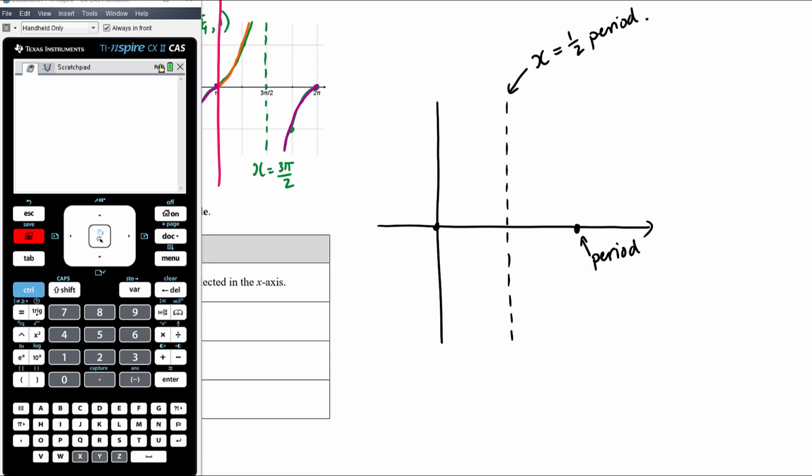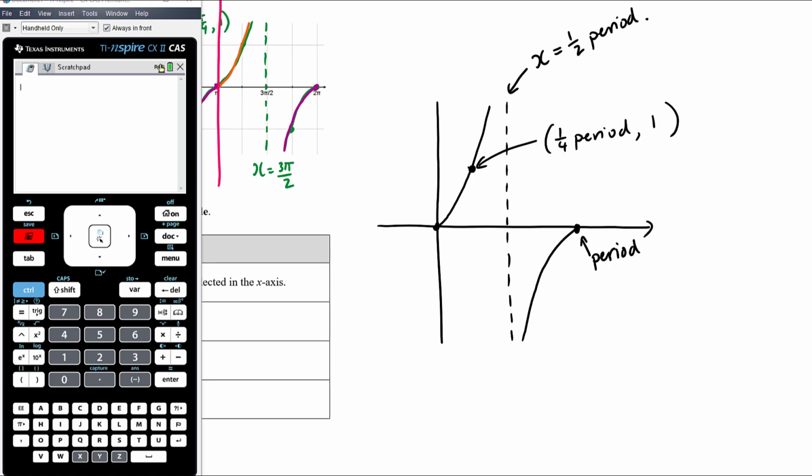And then if I'm going to plot in my tan shape, my key point that enables me to show the dilation has a y-coordinate of 1 if the x-coordinate is 1 quarter of the period.